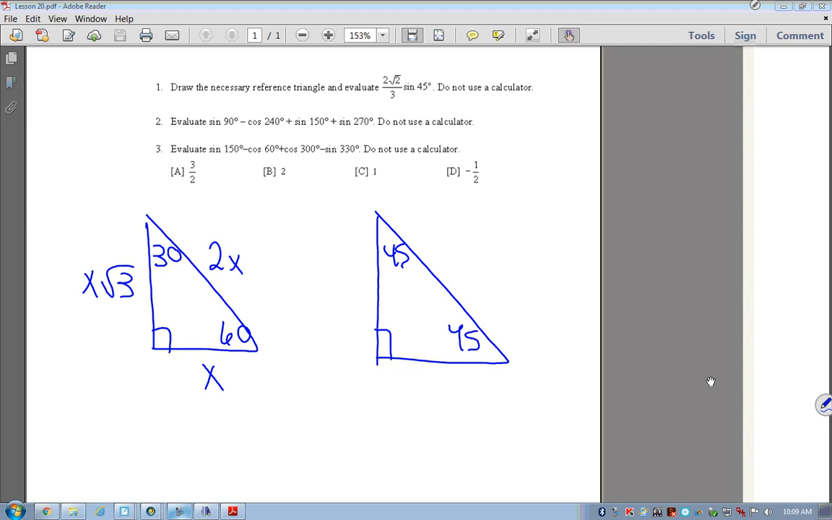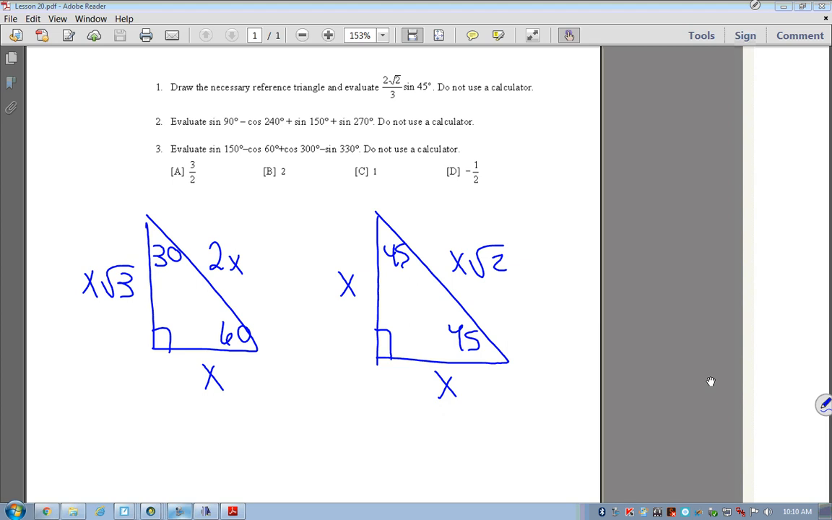So that you understand it, on our 45, 45, 90, opposite of 45 is x because it's isosceles. Opposite the other 45 is x. And then I have x radical 2, or 1, 1, radical 2. But this way it doesn't matter what I plug in. What's most important is what's going to be opposite of 30. That's where we want to start from and go from there.